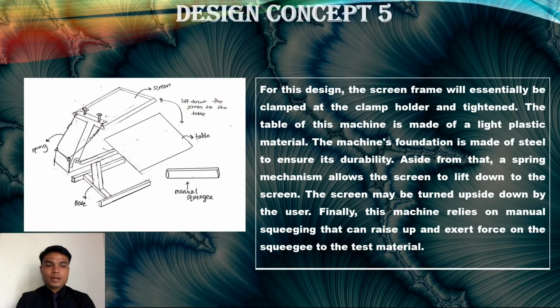Next, for the last design, the screen frame will be clamped at the clamp holder and tightened. The table of this machine is made of a light plastic material. The machine foundation is made of steel to ensure its durability. Aside from that, the spring mechanism allows the screen to be lifted and lowered. The screen may be turned upside down by the user. Finally, this machine relies on a manual squeegee that can be raised up to exert force on the test material.